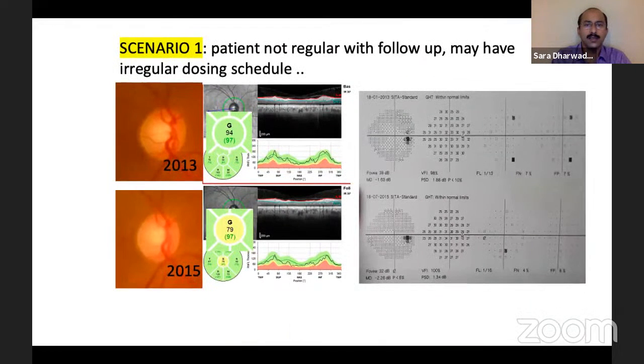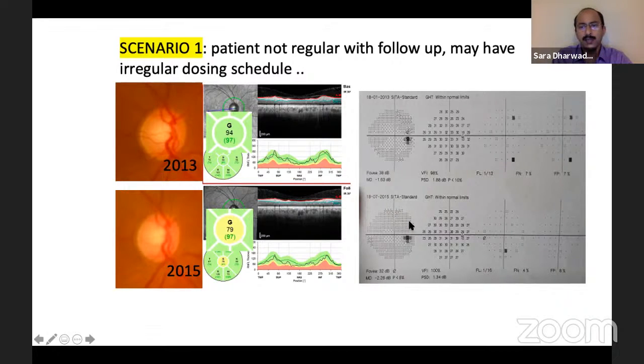So in case scenario 1, the patient is not regular with follow-up. He may have an irregular dosing schedule. If you see the disc photo here in 2015, the discs look approximately the same, but if you see the average NFL thickness, it has reduced from 94 to 79. Considering excellent segmentation and good imaging scores, you would give a lot of importance to this kind of imaging change.